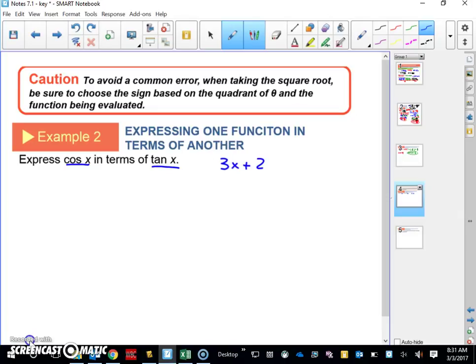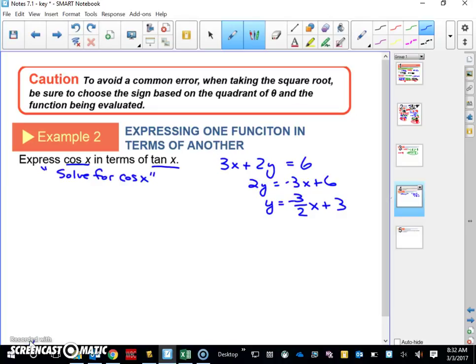If I said 3x plus 2y equals 6, and if I said express y in terms of x, that means solve for y. So you subtract the 3x over, and you divide by 2. I just expressed y in terms of x. Basically they're saying solve for y. Here they're saying solve for cosine x.